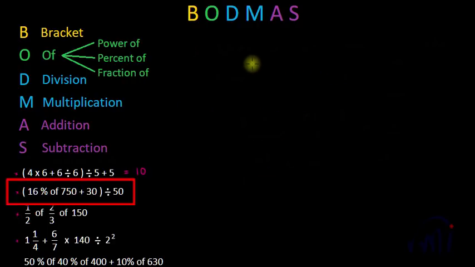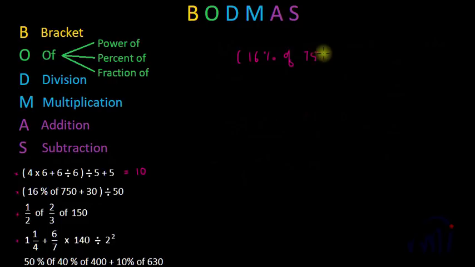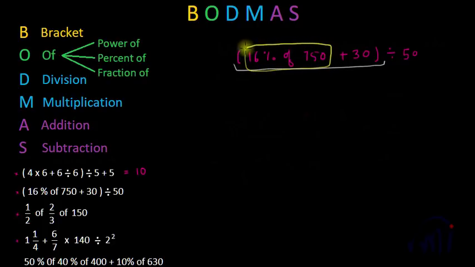So second expression is bracket open, then 16% of 750 plus 30 divided by 50. Let's try to solve it. First is bracket. So we have to solve this bracket first, but inside the bracket again we have to follow the same priority rules. So this much is 16% of 750. So this has to be solved first. So bracket open, then 16% of 750 can be written as 16 by 100 multiplied by 750. Then we have plus 30, then bracket closed, then this division sign, and then 50.